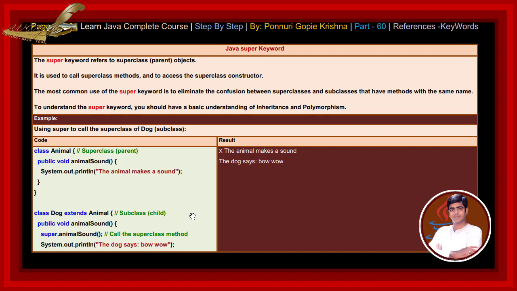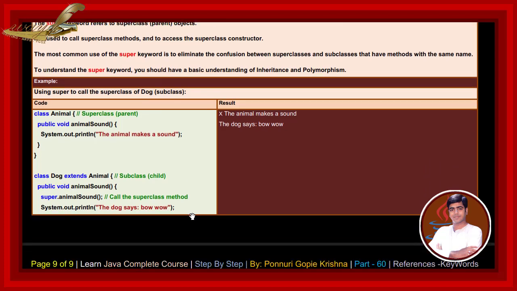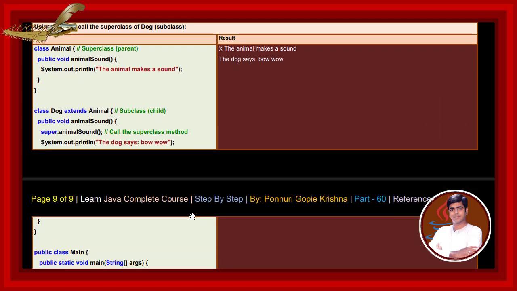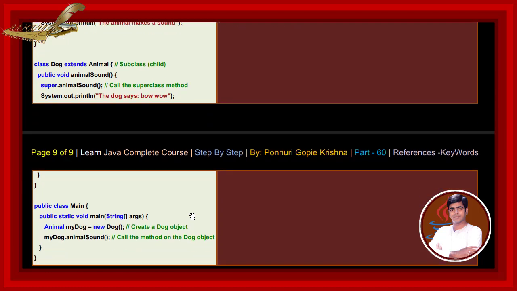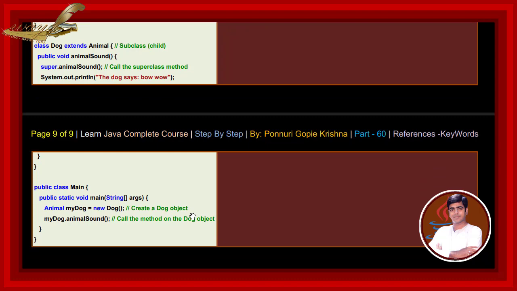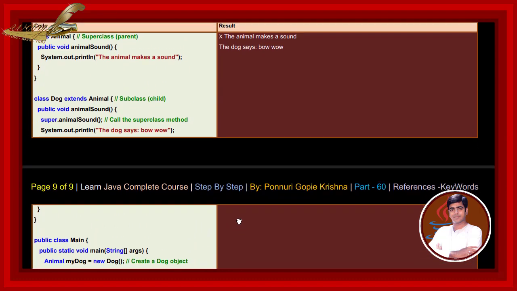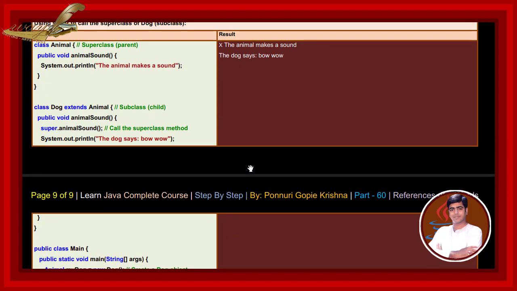See the example, using super to call the superclass method from the Dog subclass. See here the code: superclass parent, subclass child, call the superclass method, create a Dog object, call the method of the Dog object. If we write and execute this code, the result output returns this: the animal makes a sound, the dog says bow bow.